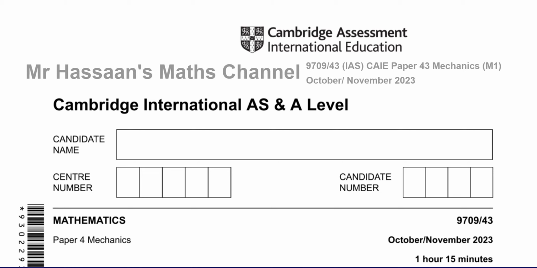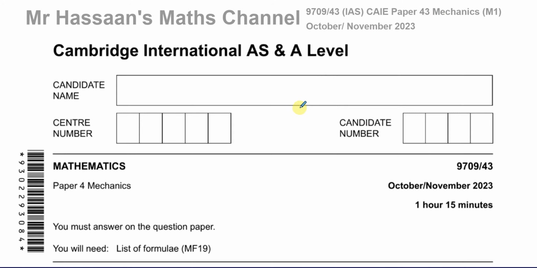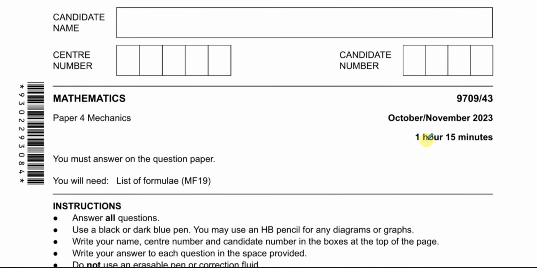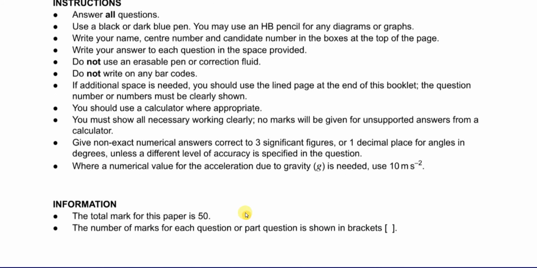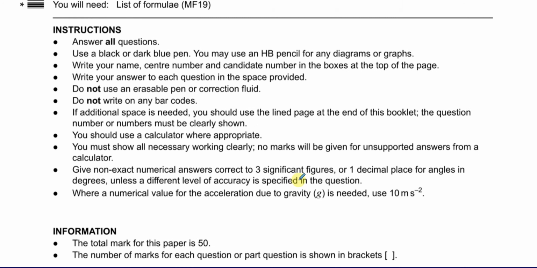Going through the questions from the Mechanics M1 paper from the Cambridge 9709 syllabus. This is October-November 2023, paper 4, variant 3, the M1 paper. This paper is shorter than the P1 paper. It's 1 hour and 15 minutes, and it's worth less marks, 50 marks as opposed to 75 marks.